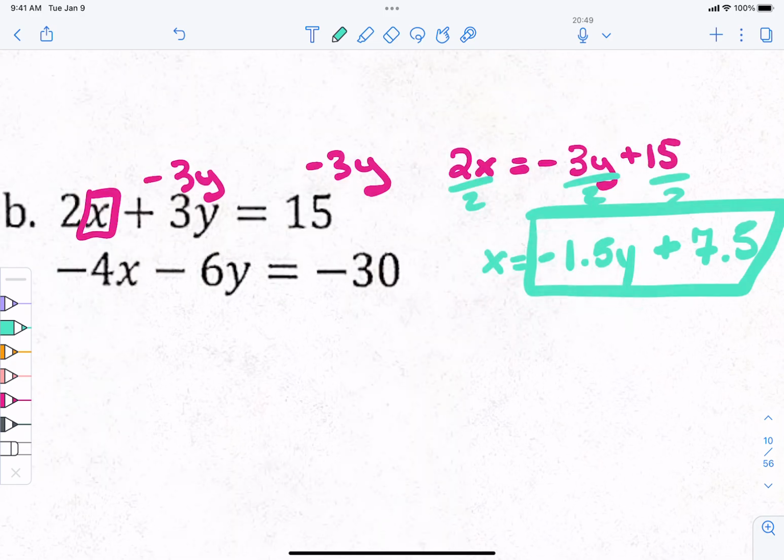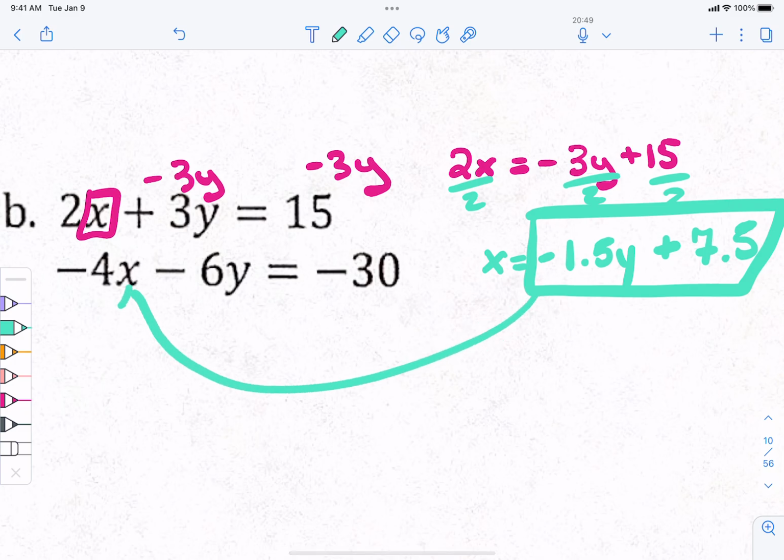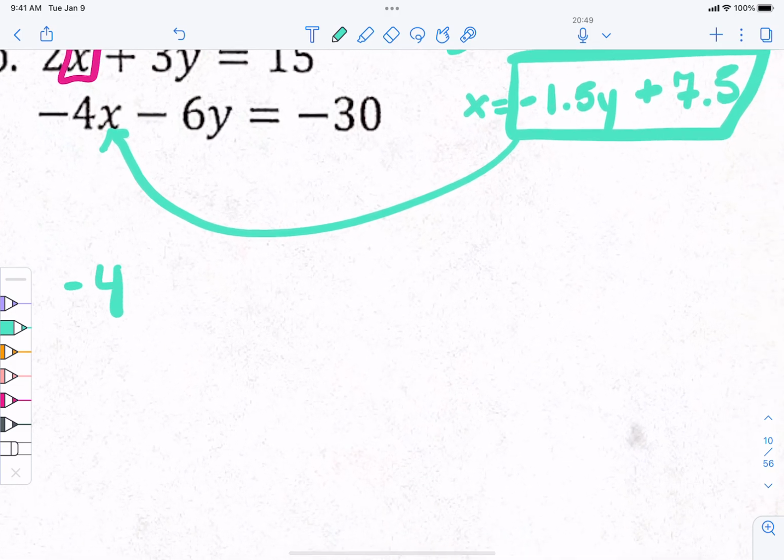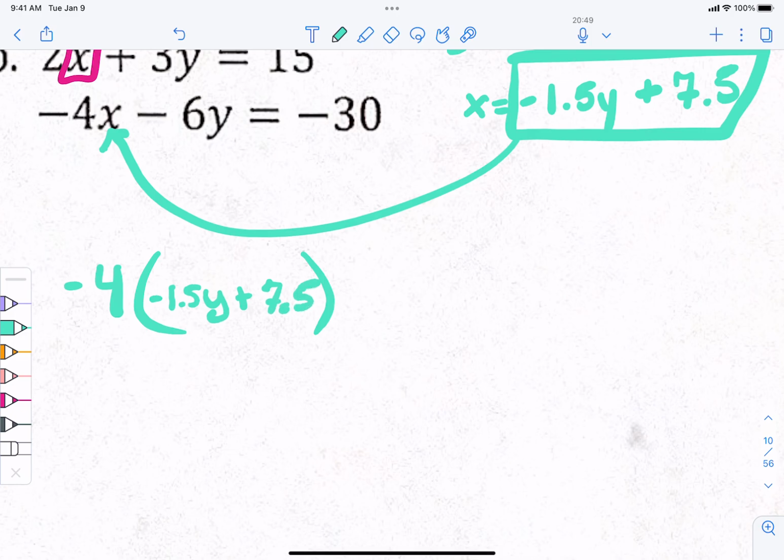So now what I do is I take that whole big chunk and I plug it in for x. So this x is now going to be replaced with that big chunk. Okay, so I have negative 4x, and x is now that big chunk, negative 1.5y plus 7.5. Okay, then what else? I still have minus 6y equals negative 30.